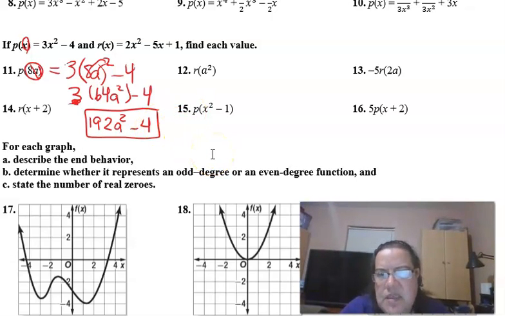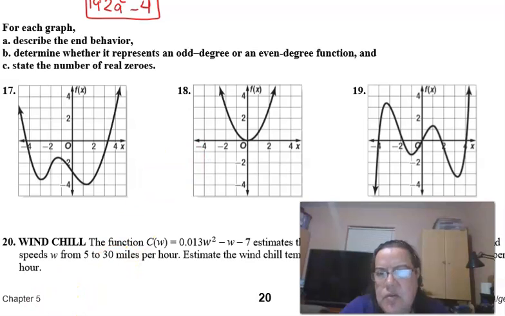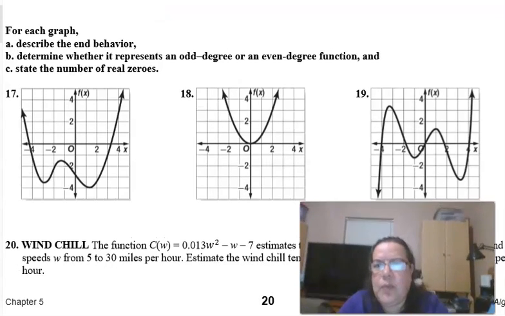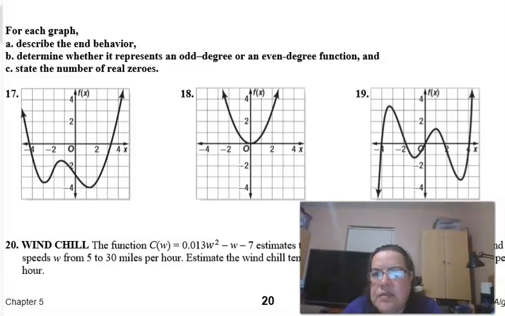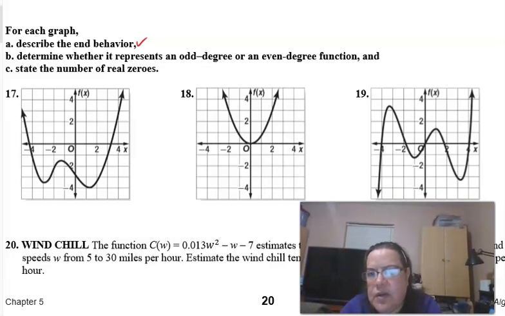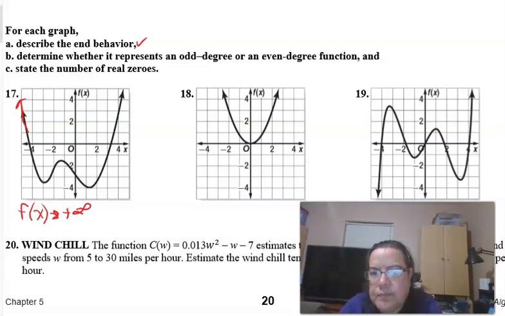And so basically you have to continue with that, looking at these for each graph. Let's look at the end behavior and so on. So let's look at question number 17. Here we have to look at 3 things. Letter A says, describe the end behavior. Okay, so let's see what's happening over here. If you notice, the function is going upward. So we say the function is approaching positive infinity.